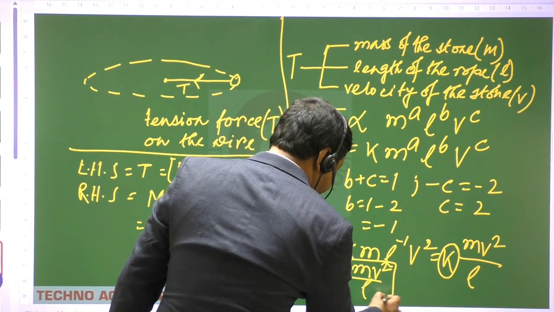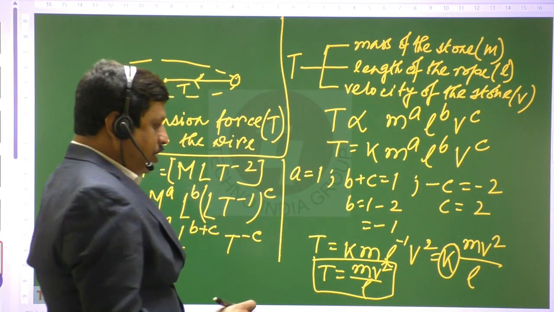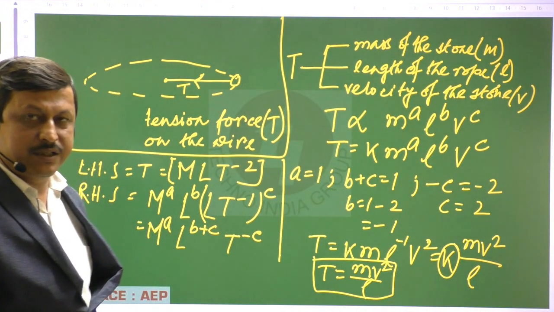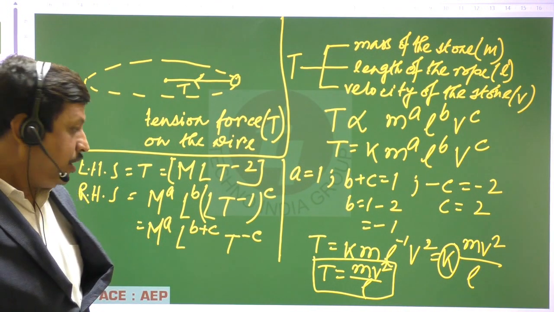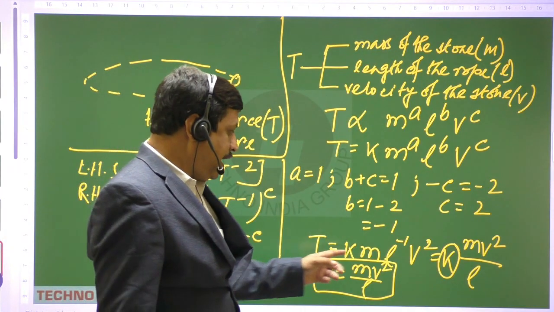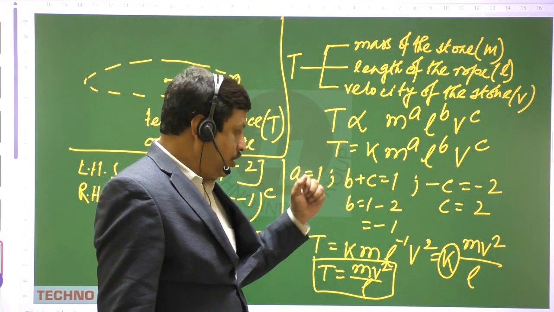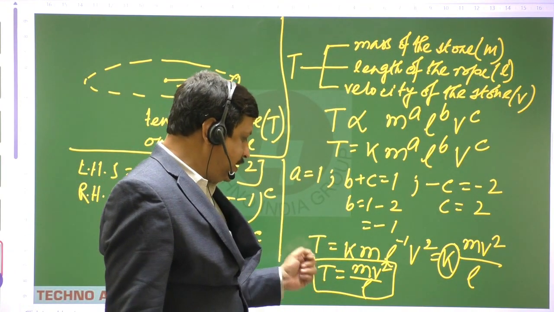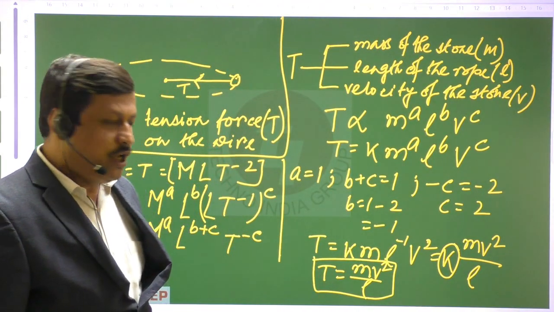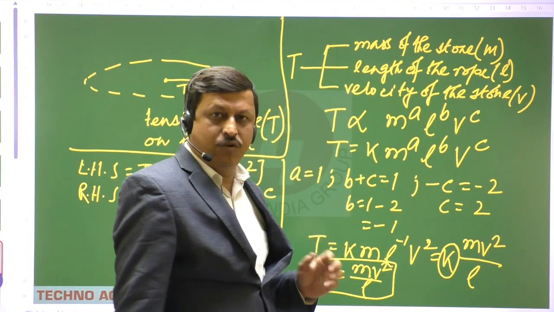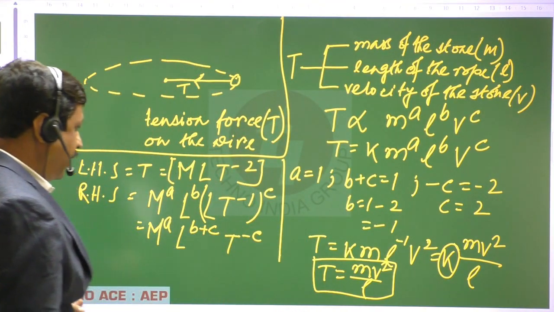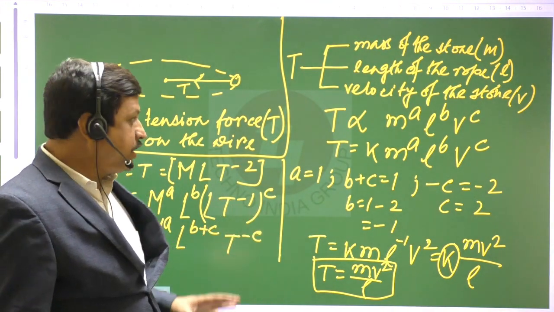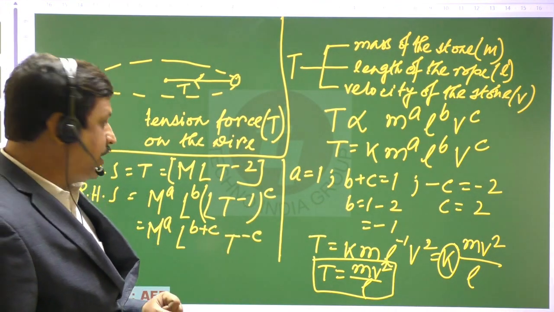We will derive this value in a chapter which is called circular motion. Okay, so here the value of k is 1, so the relation between these three is t equals m v square by l. If you put in these values, then you can find the value of t. Okay, this is a very important use of dimensional analysis.